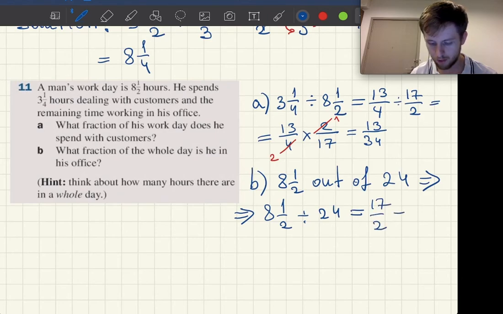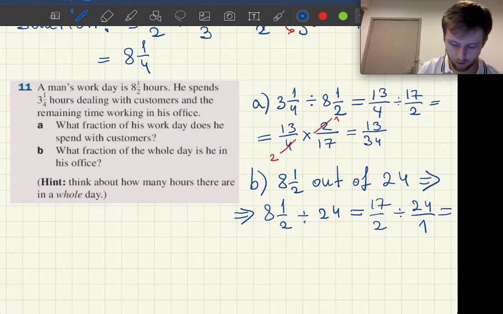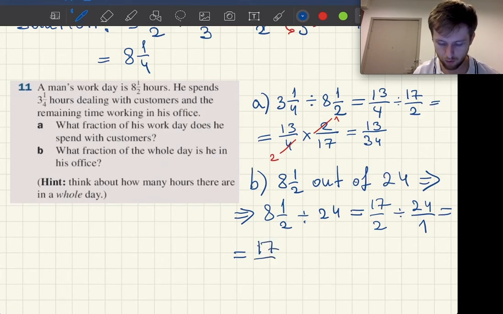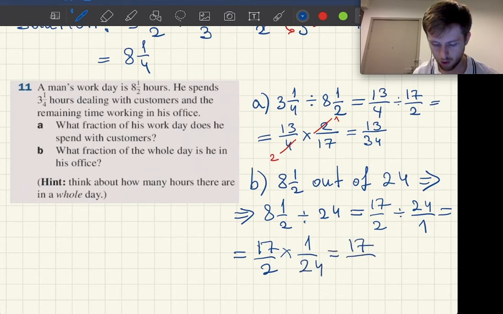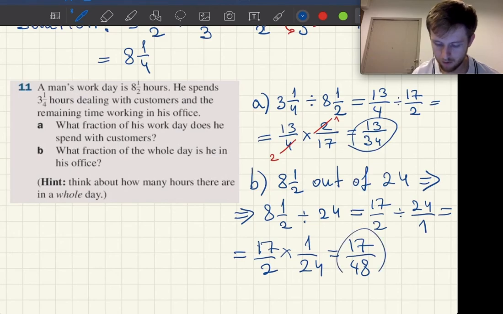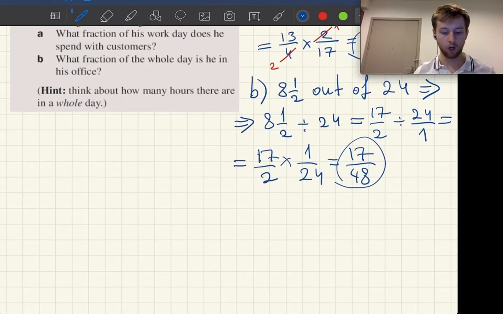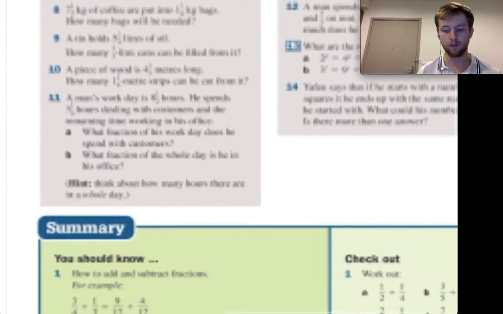17/2 divided by 24/1. We can divide like this quite easily. And then we flip it. We get 17/2 multiplied by 1/24, which is 17/48. This is what fraction of the day he spends in an office. Okay? Alright, and I think we can do something else.